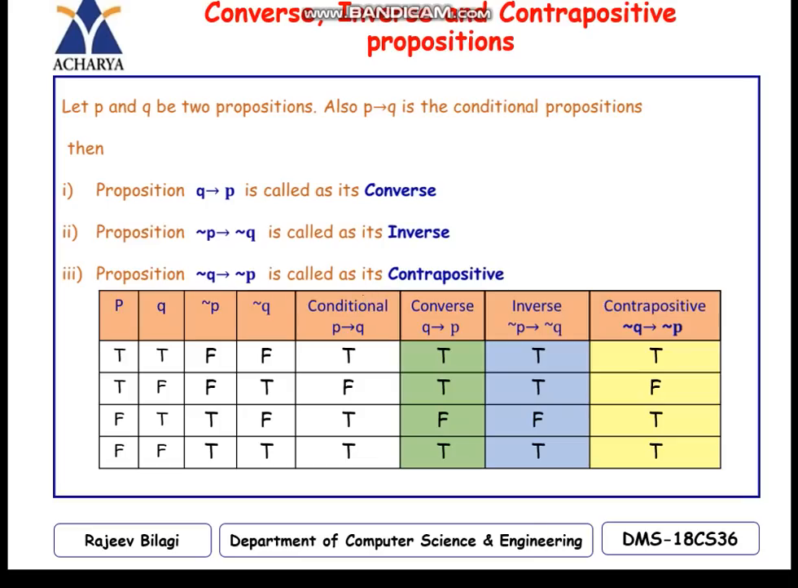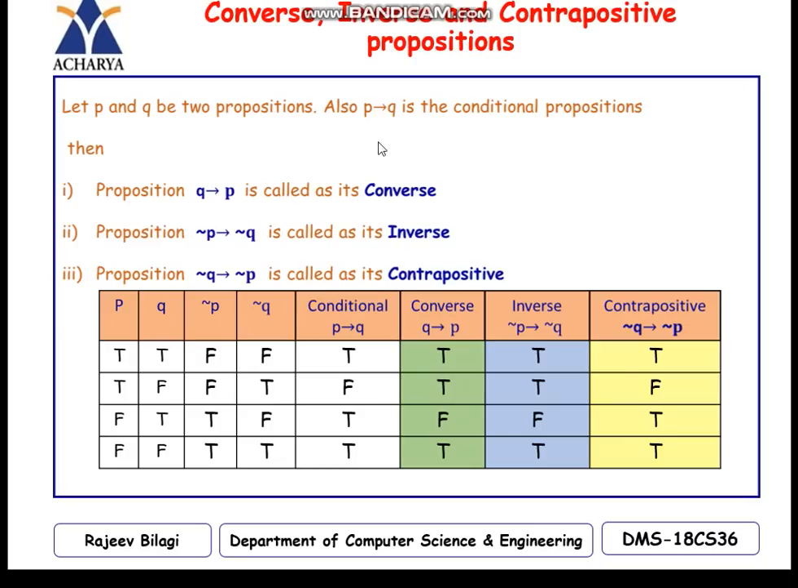After that, we are going to write down the different truth tables using all these different propositions. Now let P and Q be two different propositions, and let P then Q be the conditional proposition. For this particular proposition, if I write a converse, then it will be the proposition Q then P. Q then P is called the converse proposition of P then Q.